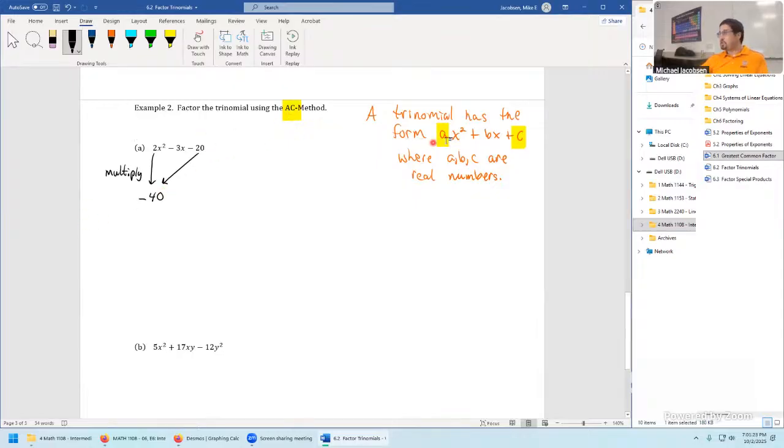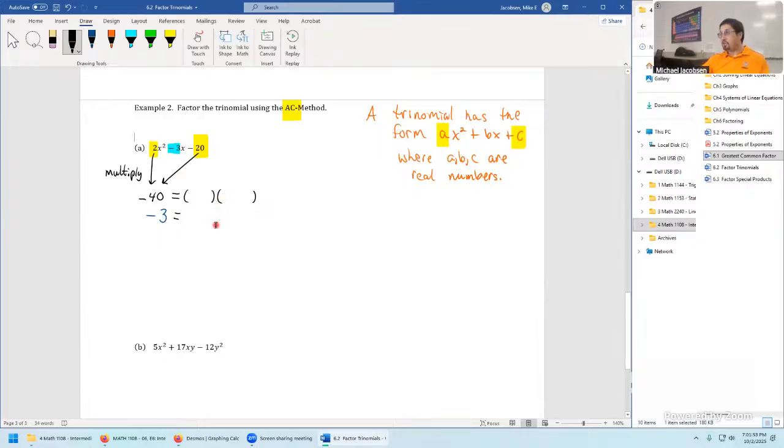The AC method also works with the coefficient B. That's kind of confusing, it just doesn't strictly say it. So we take the B coefficient, which is negative 3, and we rewrite it like that. Now we have to solve two equations. The first equation is a multiplication equation. We want two numbers to multiply, result in negative 40.